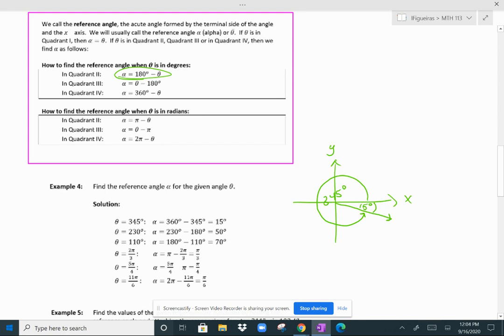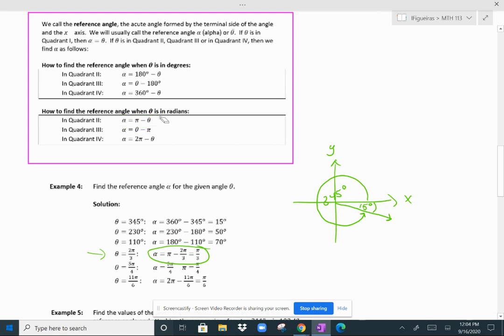All right, now we're going to work with radians. So I have theta is 2 pi over 3. 2 pi over 3 is in quadrant 2. So if I'm in quadrant 2, I need to use this formula. So it's pi minus 2 pi over 3, which gives me pi over 3.